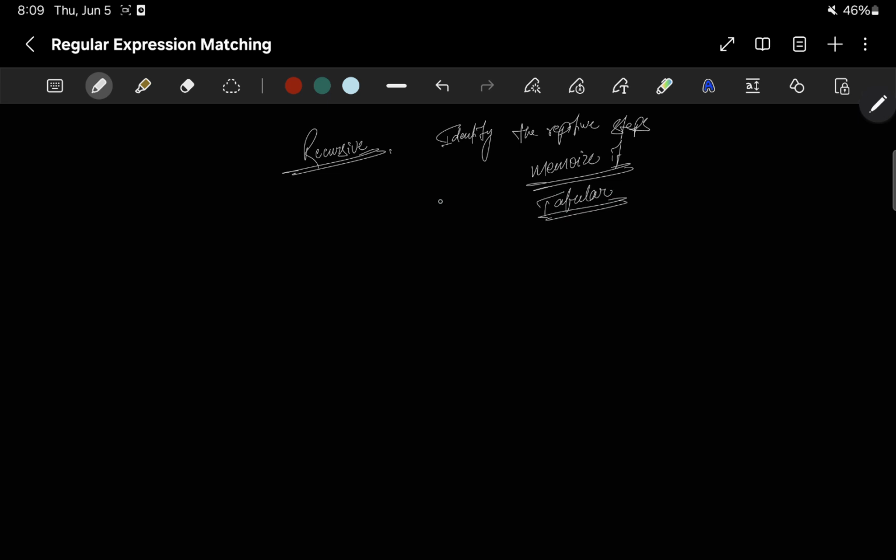And people say, how do you identify and how do you solve a DP problem? So they say first you find the recursive solution to the problem. Then once you have the recursive solution, you identify the repetitive steps and memoize it, right? That's what DP is. Memoize it or make it tabular. That's what DP is.